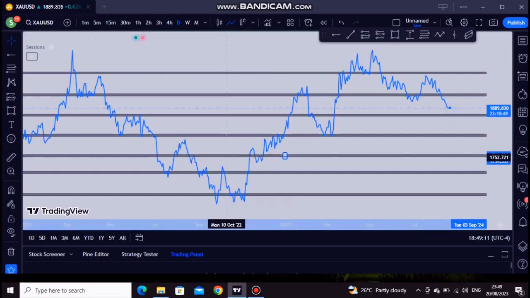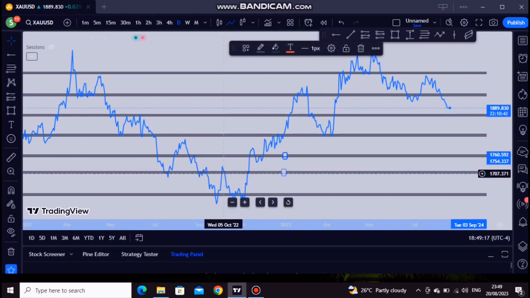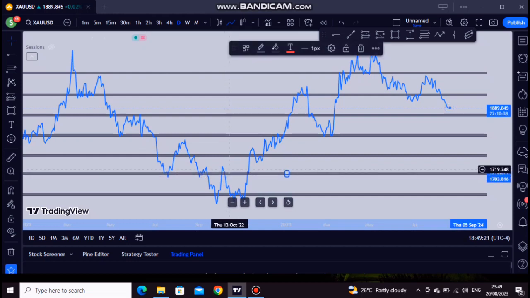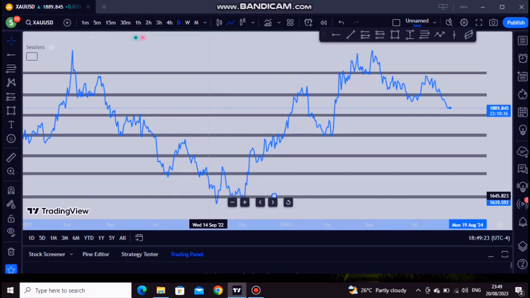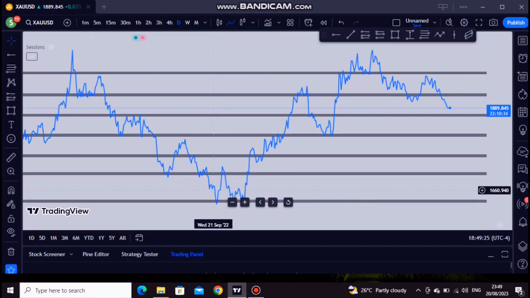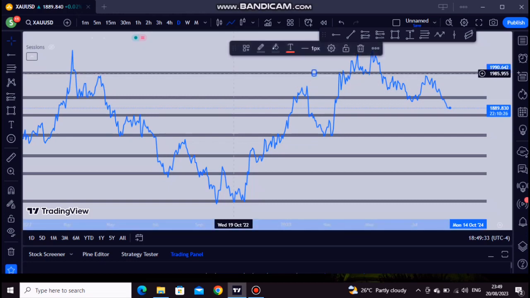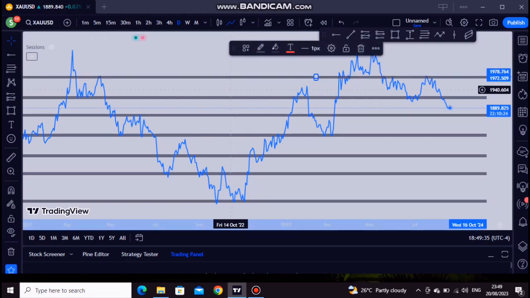And here, once you come to the daily like this, try to adjust your support areas, make it very neat and clean. All right. So I don't think we have a support area here, so we're going to be scaling to the 4 hour time frame.